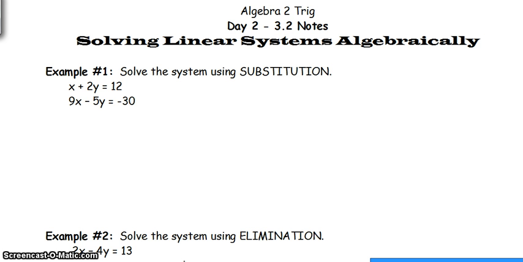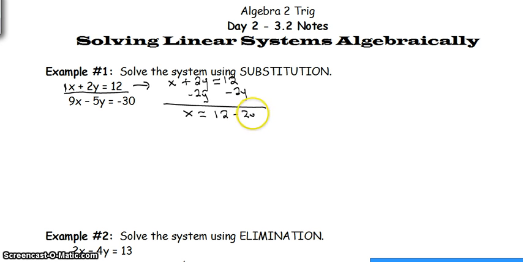Now, in this case, the top equation has a variable with a 1 in front of it. So I have a 1x here, which means this is going to be the easiest equation to solve for one of the variables, and I will solve for x because of the 1 in front. So I'm going to rewrite this over to the right as x plus 2y equals 12, and I want to get x by itself. And so I'll subtract the 2y, and that will leave me with x equals 12 minus 2y.